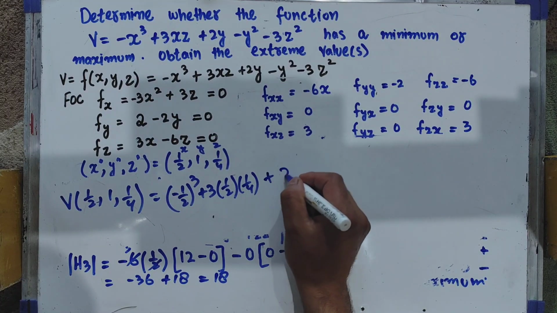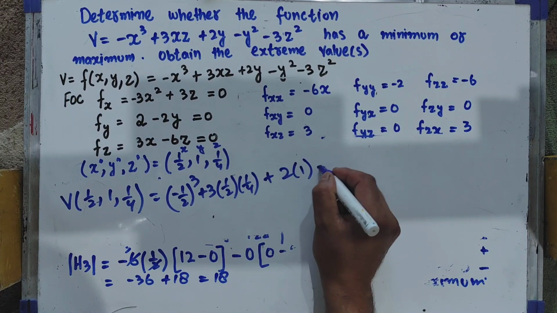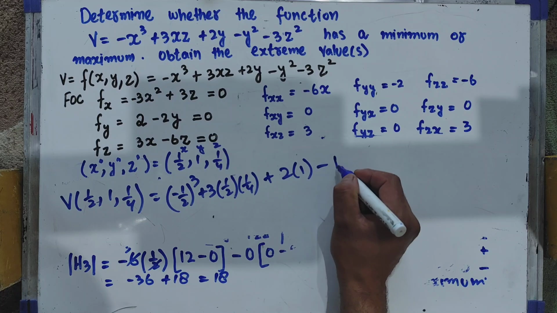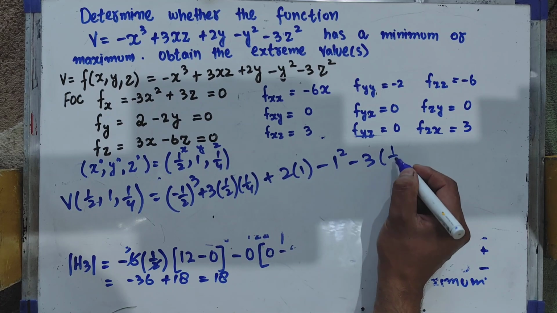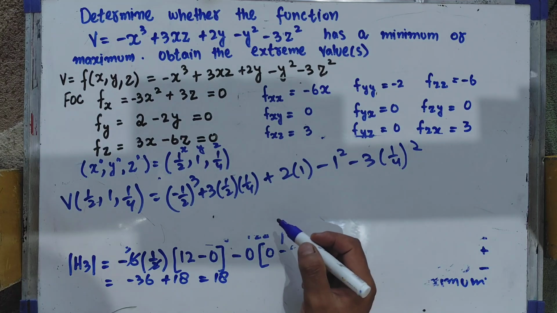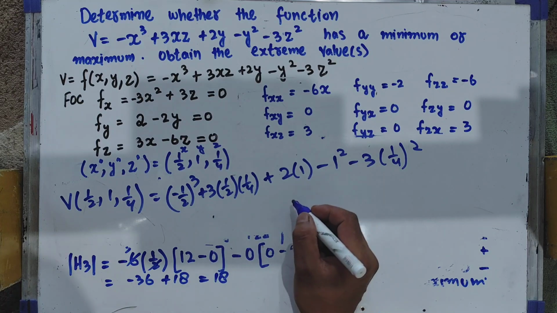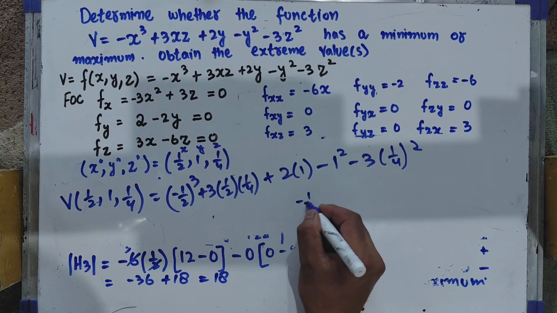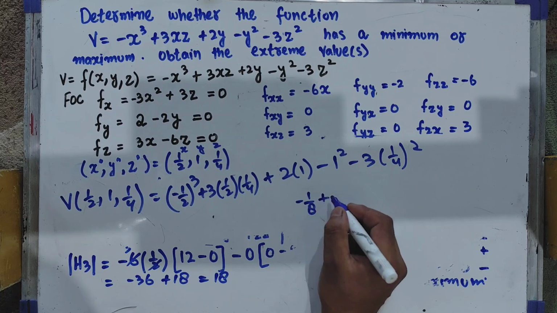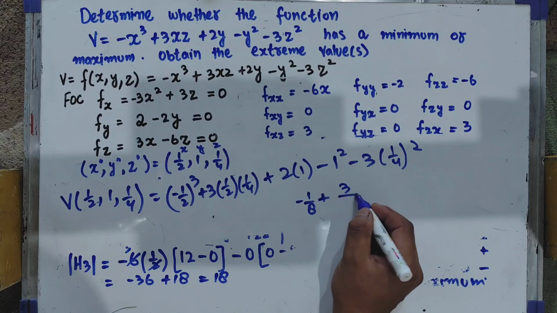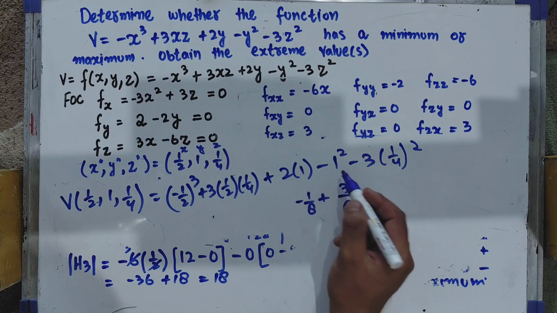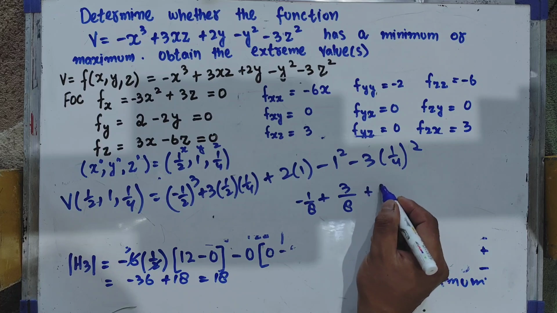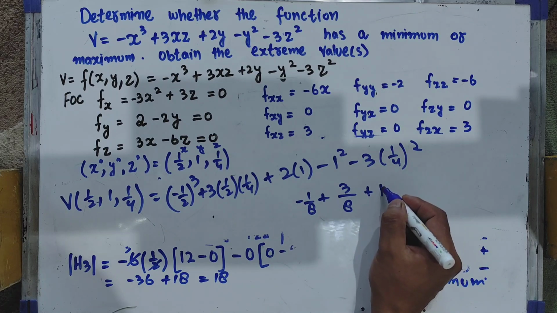Then we have 2y, 2 times y is 2 times 1. Then we have negative y squared, which is 1 squared. Then we have negative 3 times z squared, with z being 1 upon 4, so 1 upon 4 squared. So let's find out what we get. In the first term, 2 fours are 8, so negative 1 upon 8. Then we have 3 upon 8 in the second term. Then we have 2 minus 1, which is 1.